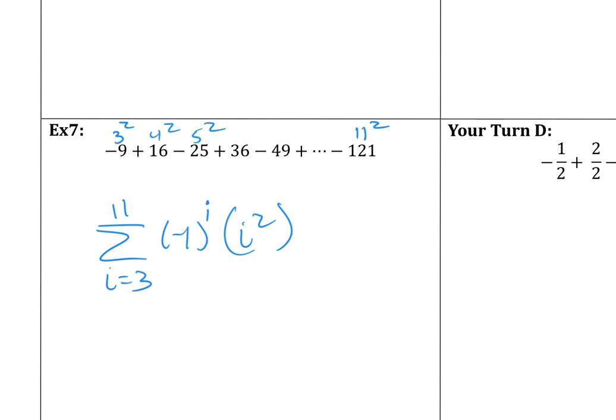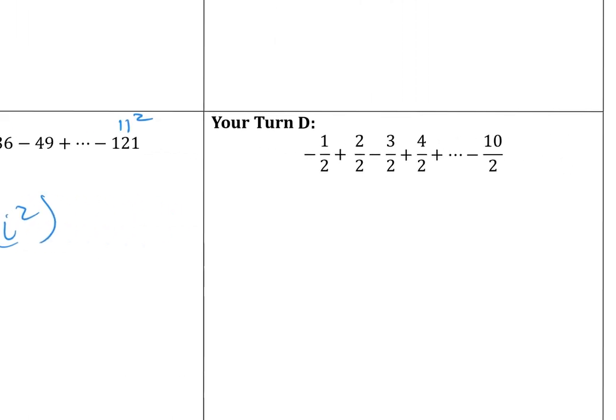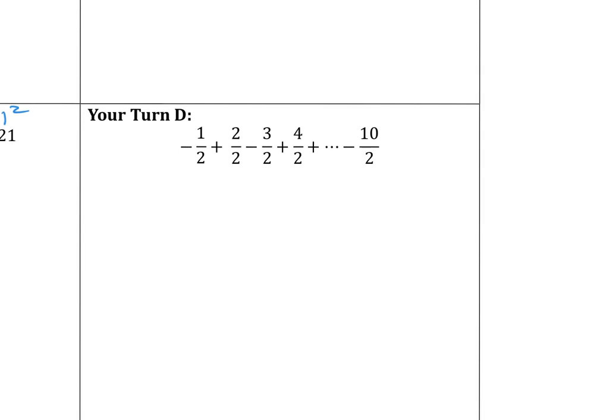All right, your turn. Go ahead and see if you can apply what we just discussed to come up with the equation for our series of negative 1/2 plus 2 over 2 minus 3 over 2 all the way to negative 10 over 2. Hit pause now and then check back in and see how you did.